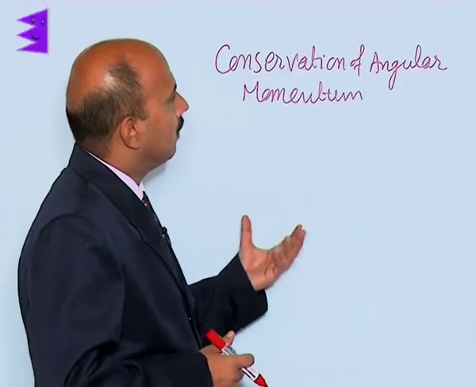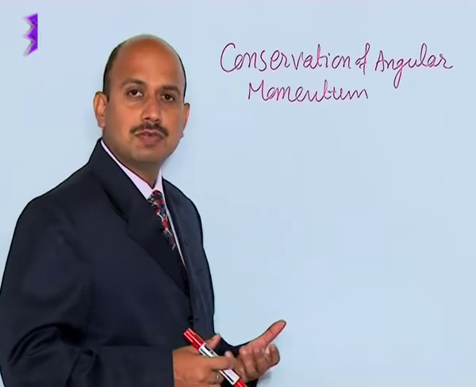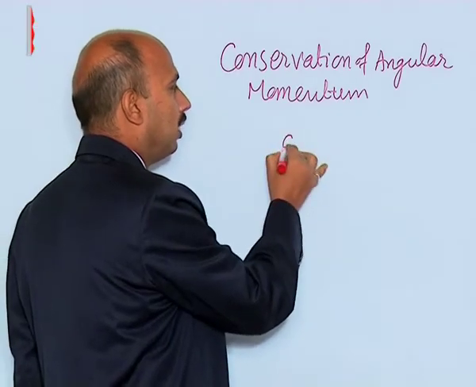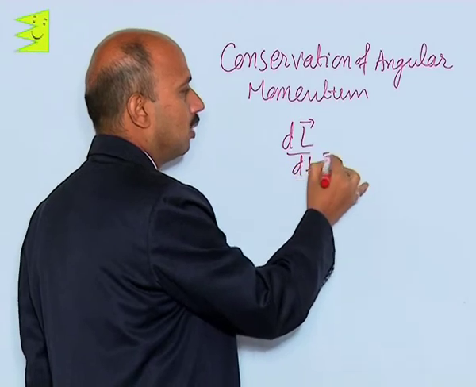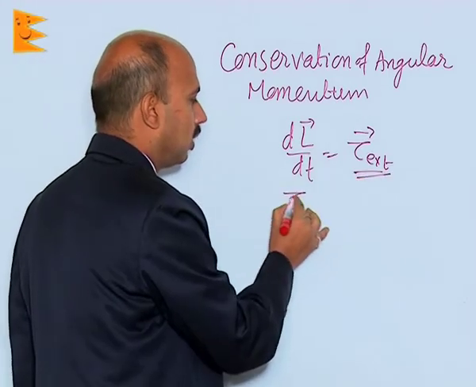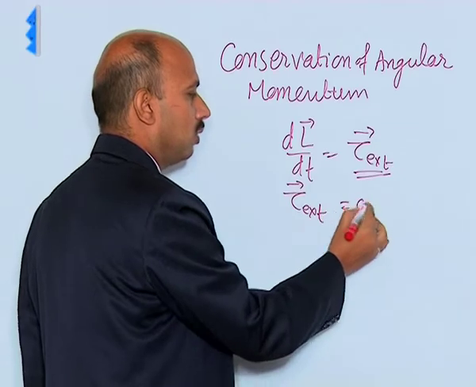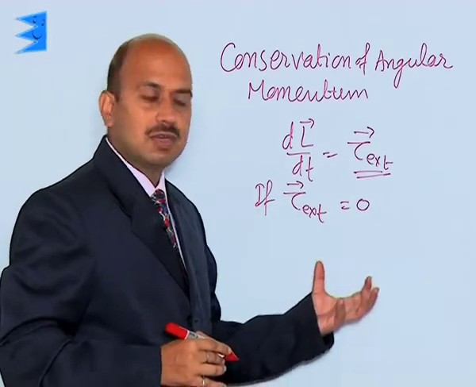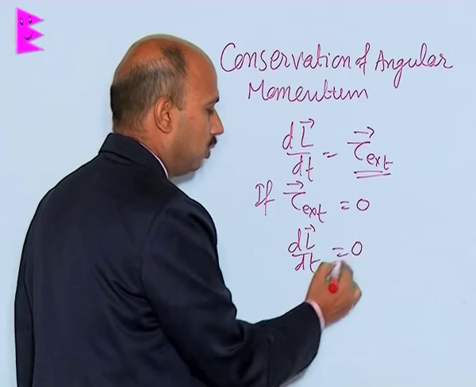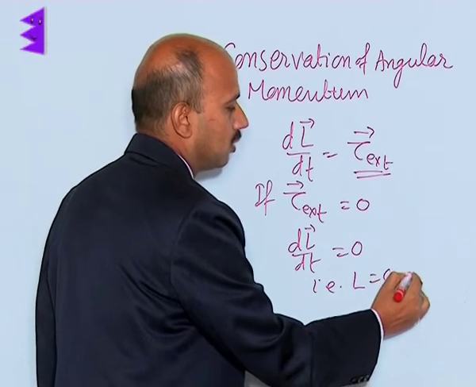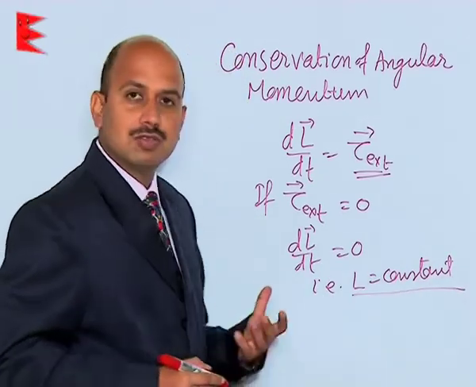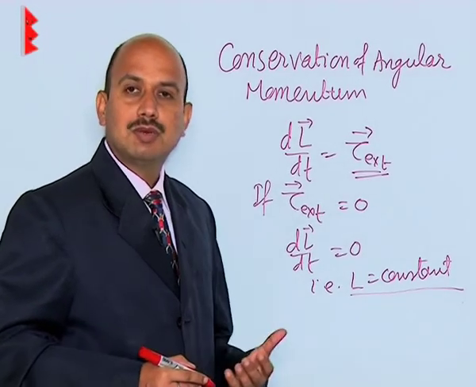Now, see here, conservation of angular momentum. We have done conservation of linear momentum in the Newton's laws of motion chapter. So, here also we can do it. As we know, dL upon dt is equal to external torque. If the external torque, the symbol tau, is equal to 0, that is, if there is no external torque acting on the system, then dL upon dt is equal to 0, that is, L is constant. It means if there is no external torque acting on the system, then the angular momentum of the system remains conserved.